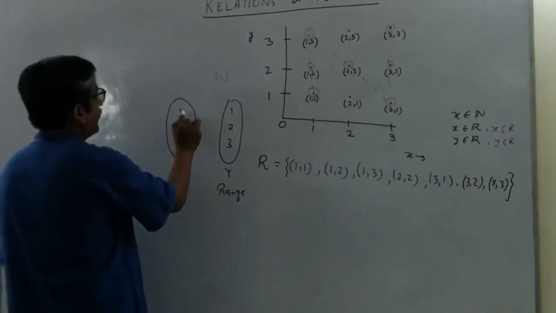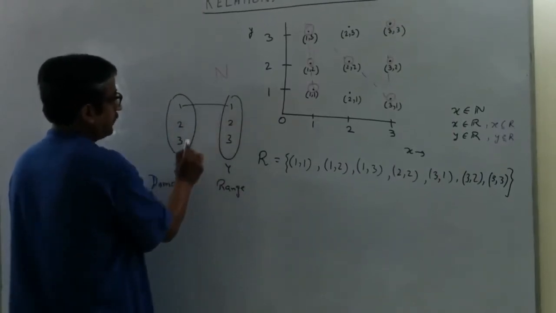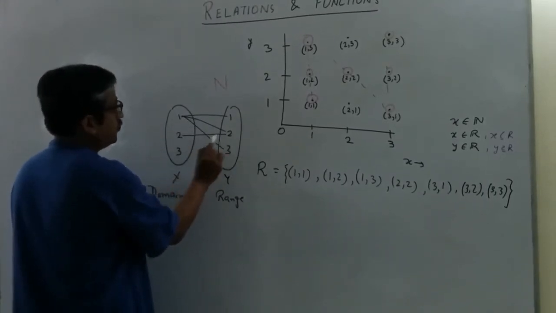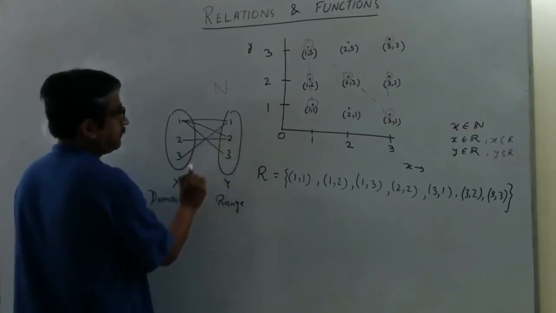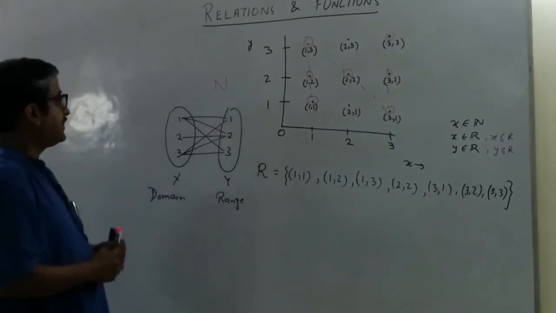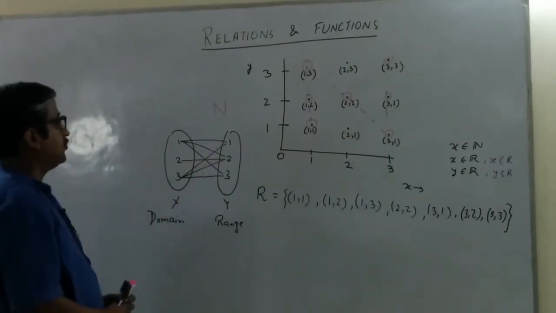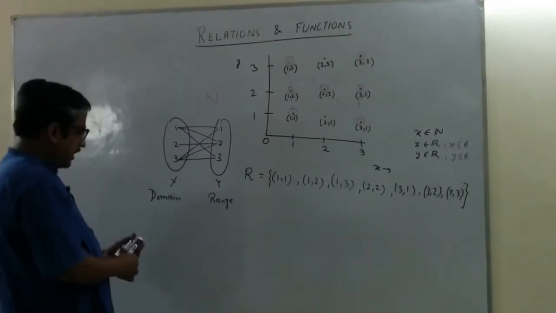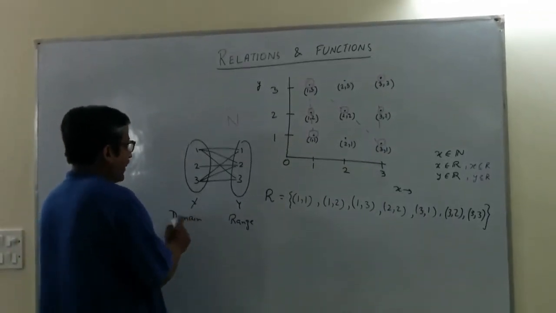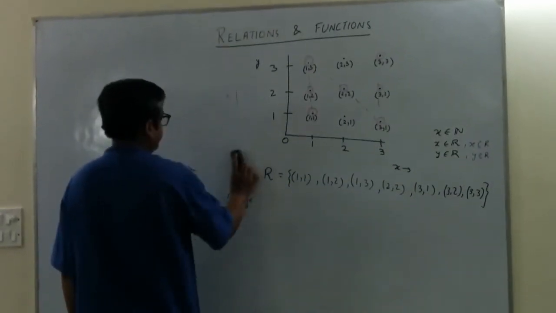A given value, and all the things are over here, and in our case the relation will be (1,1), (1,2), (1,3), (2,2), (3,1), (3,2) and (3,3). This is our relation. The notation we have written over here is like this. But a function is one where for a given value of x, you can have only one value of y.